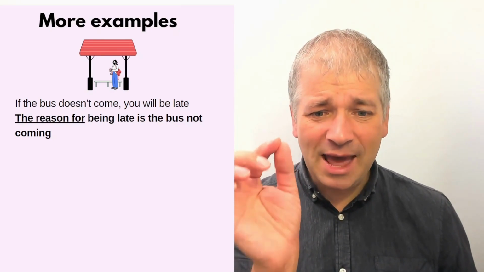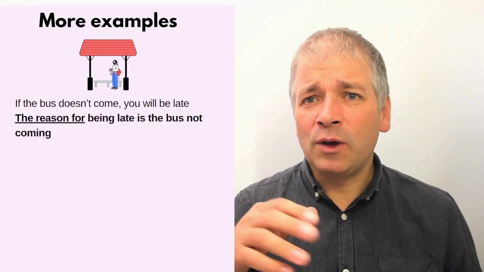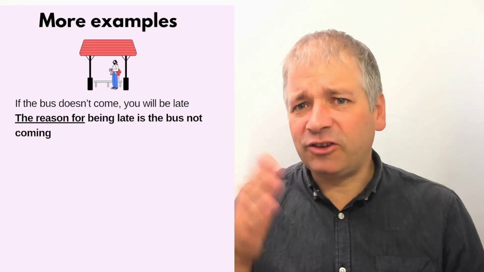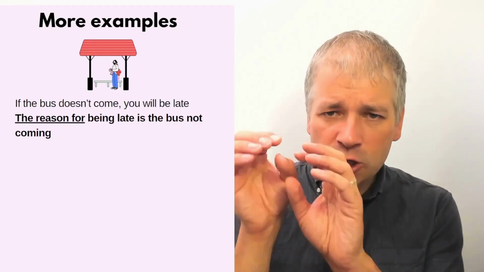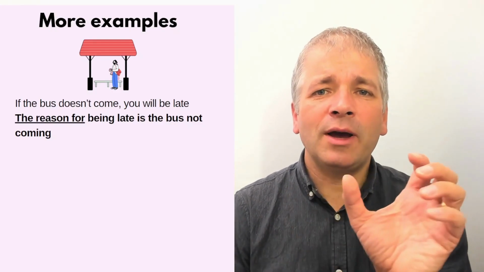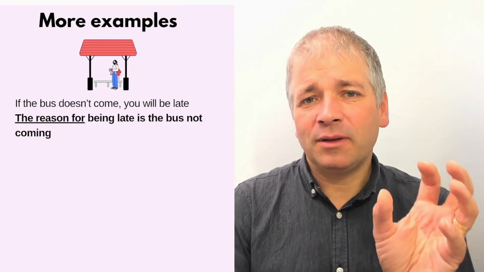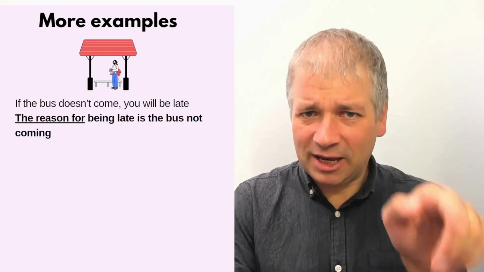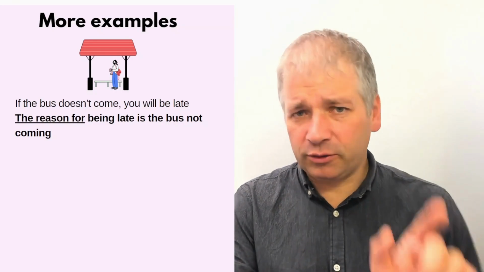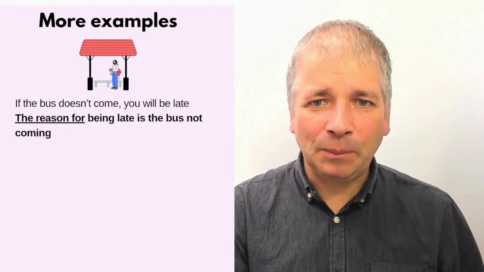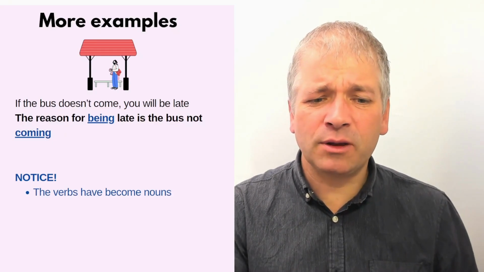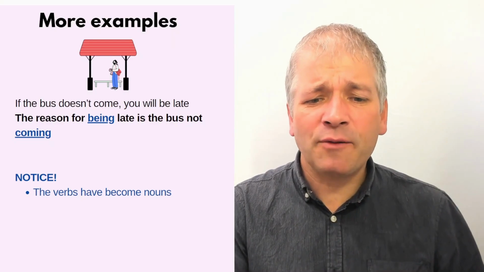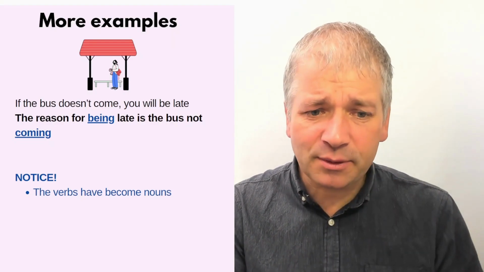Notice to make the negative form with the noun, we don't use n't at the end. We have to say "not", followed by the noun form "coming", because the "come" has now become the noun form through ing. So it has to be "not" followed by the noun. Important things to notice here is that, again, both verbs have become nouns.